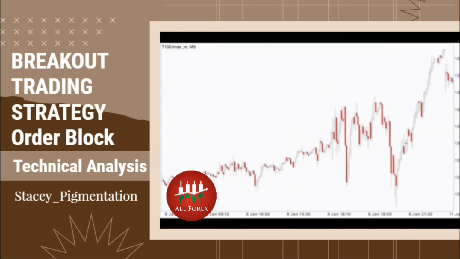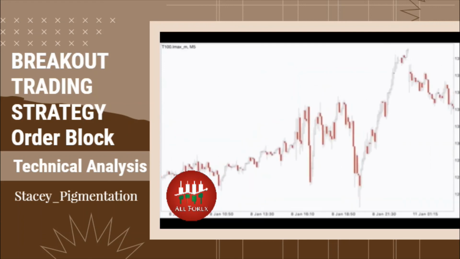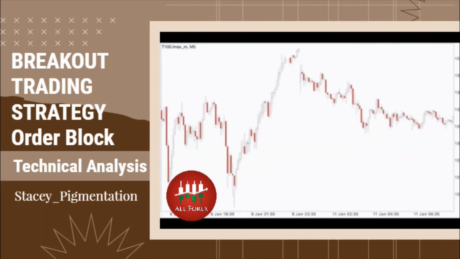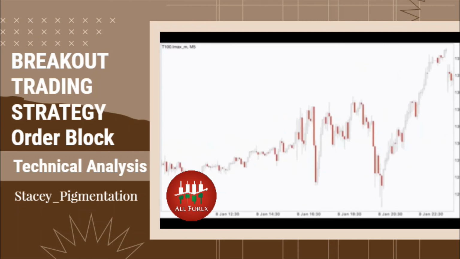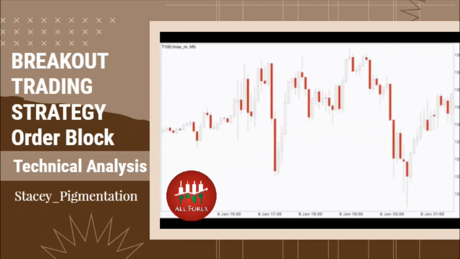So for us to locate re-entries, that's when I'll be introducing you to inside bars. So this lesson was all about breakout of order blocks. If we can still see more opportunities of order blocks, we can still locate them. But at this example here, the market started becoming choppy.